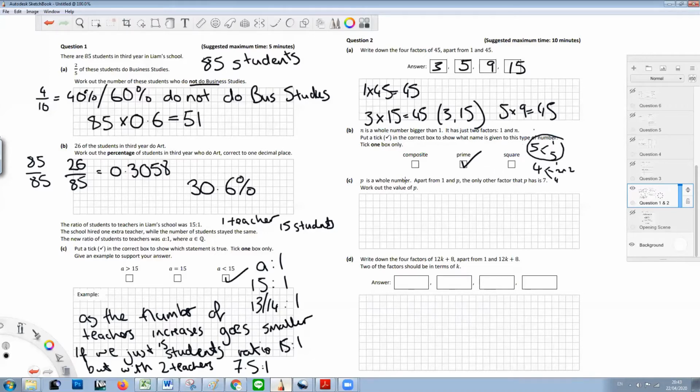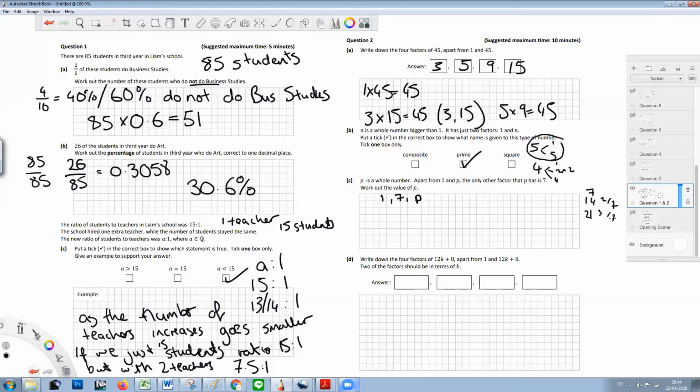p is a whole number. Apart from 1 and p, the other factor is 7. So work out a value of p. Okay, so we know that it has factors of 1, 7, and p. So these are its factors. If I think about the numbers that are multiplied by 7, I have 7. That's not going to be it because we know it has another factor. 14 has 2 and 7, so that's not falling into it, because I know that apart from 1 and itself, the only other factor is 7.